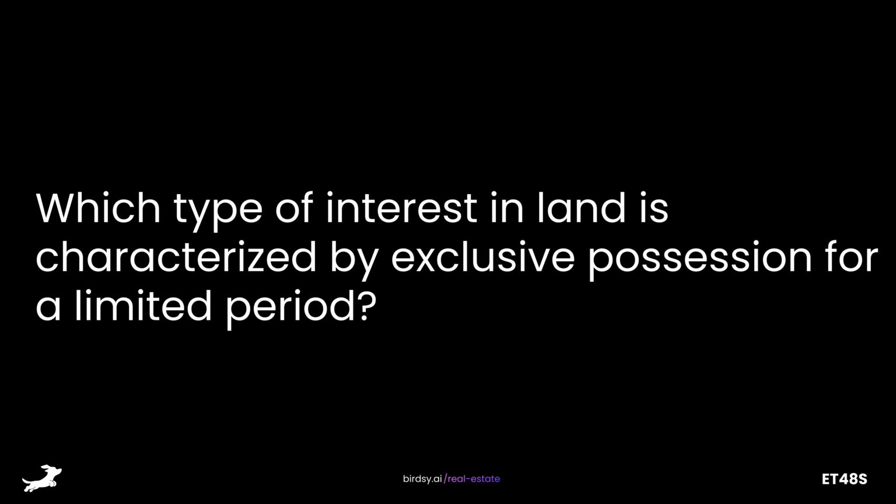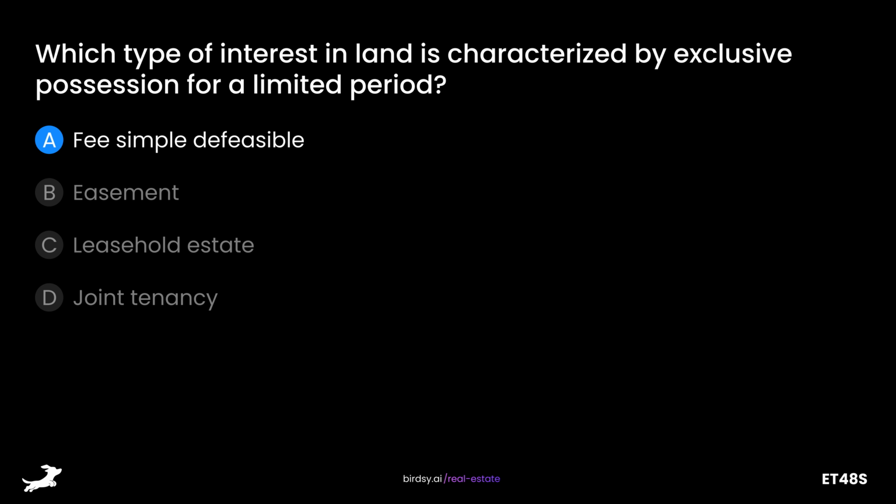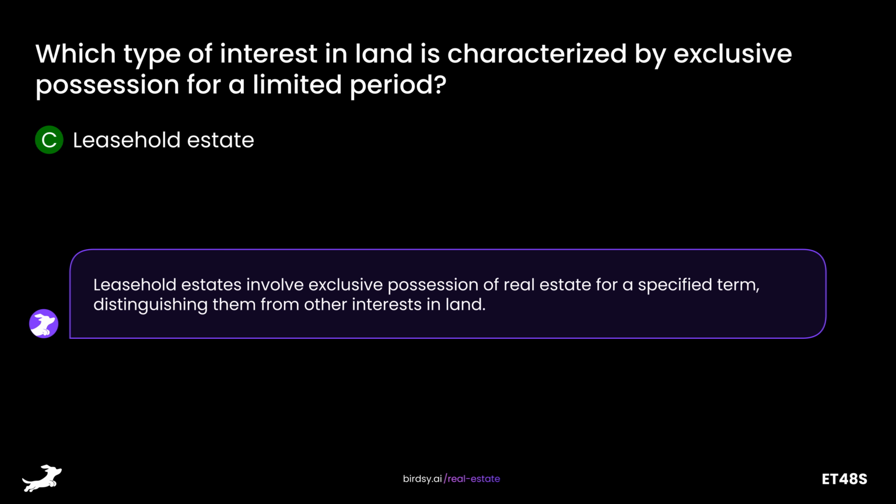Which type of interest in land is characterized by exclusive possession for a limited period? Is it A, fee simple defeasible, B, easement, C, leasehold estate, or D, joint tenancy? The answer is C, leasehold estate. Leasehold estates involve exclusive possession of real estate for a specified term, distinguishing them from other interests in land.